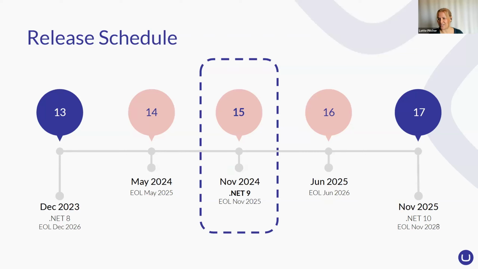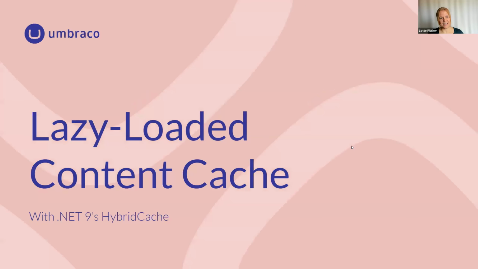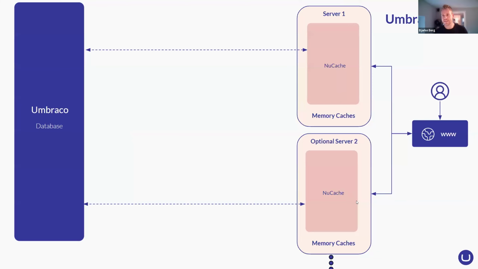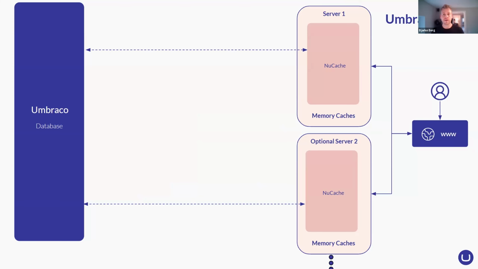The first thing I think we should talk about is the lazy loaded content cache with .NET 9 hybrid cache. Over to you, Bjarke, please. Yes. So before we can talk about it, we should talk about how the published content was served in the past. Between Umbraco 8 and up until 14, we had a feature called NuCache, which was the published content cache. It had a full clone of all content in memory on each server.